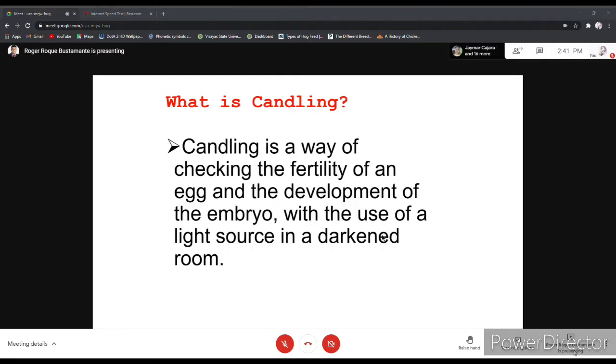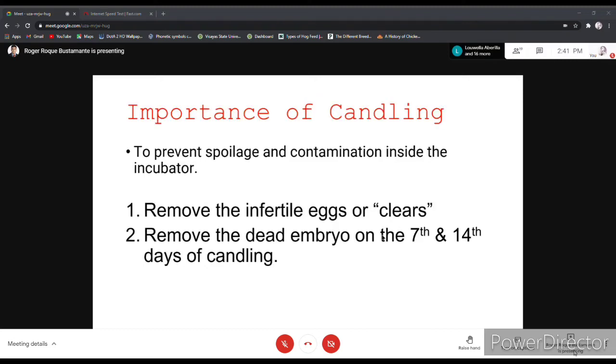It is performed in a dark room in order to really monitor the development of the embryo, to avoid losses. And then the importance of candling, as I have mentioned, is to remove the infertile eggs or the clears, and to remove the dead embryos on the 7th day and on the 14th day.